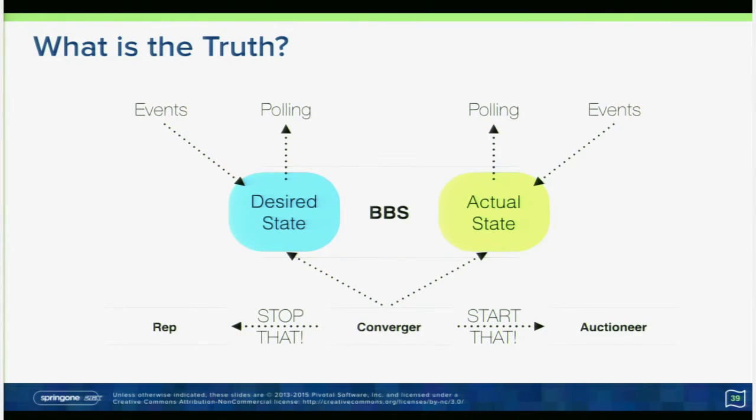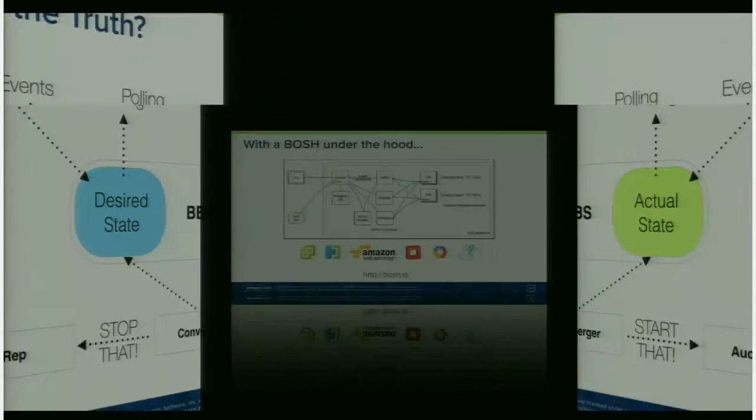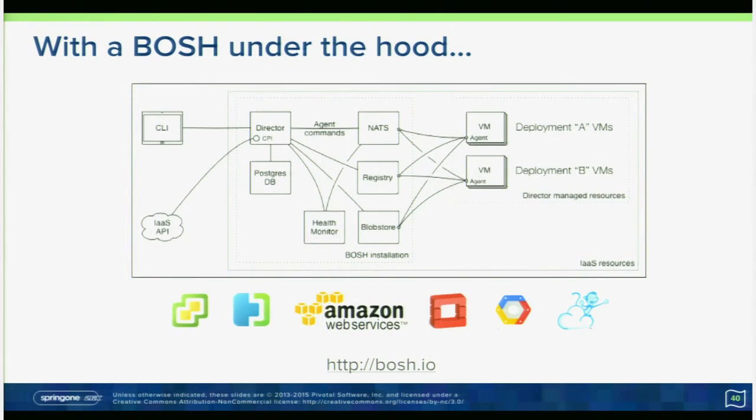Well, that's cool. I can write apps and I can run them on this platform. But as it turns out, Diego Cloud Foundry is also an app, and it needs to run somewhere. So how do I deploy that? Well, there's a Bosh under the hood. And I could give a whole talk. I could give days of talks on Bosh. We're not going to do that today.